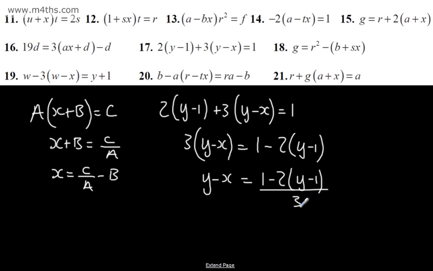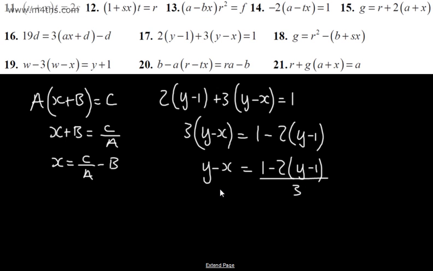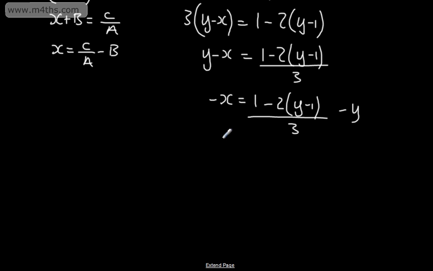I'm now at this stage going to subtract y from both sides. So we've got now negative x is equal to 1 minus 2 lots of (y minus 1) divided by 3, minus the y. At this stage, I'm simply going to divide both sides of the equation by negative 1. So if I do that, I'm going to have x is going to be equal now to negative 1 lot of 1 minus 2 lots of (y minus 1) over 3, minus y.